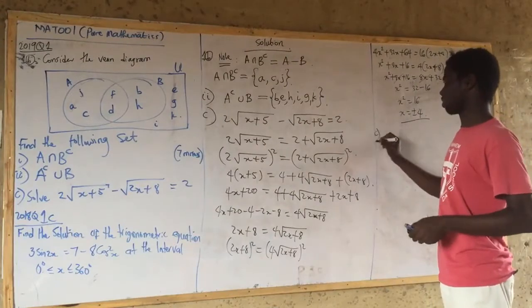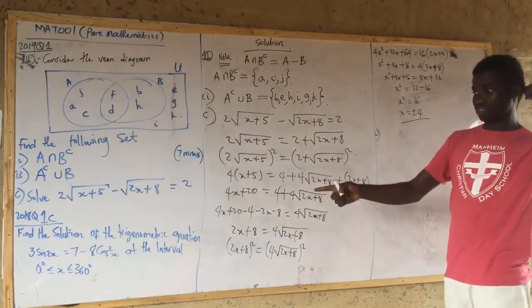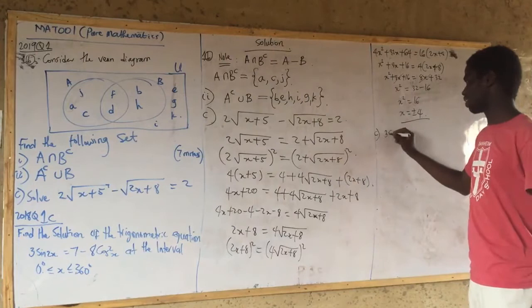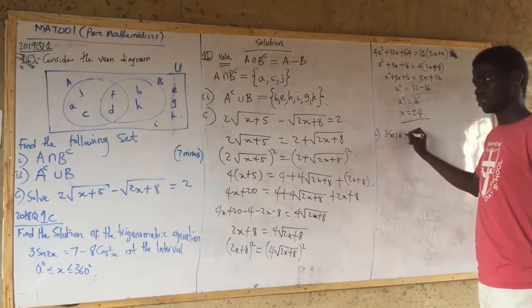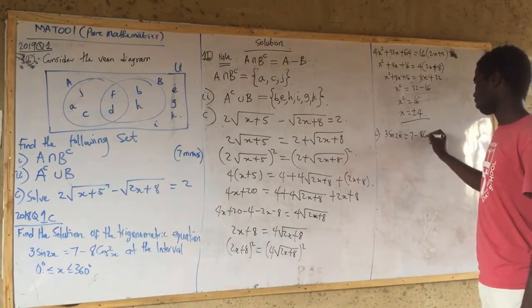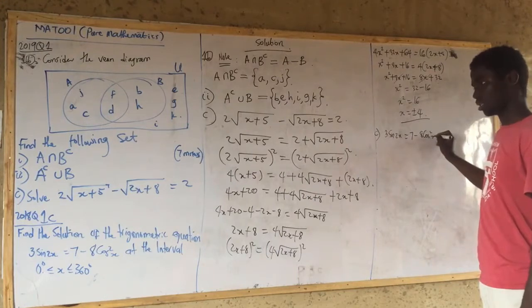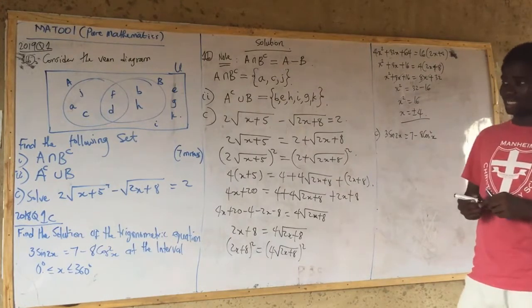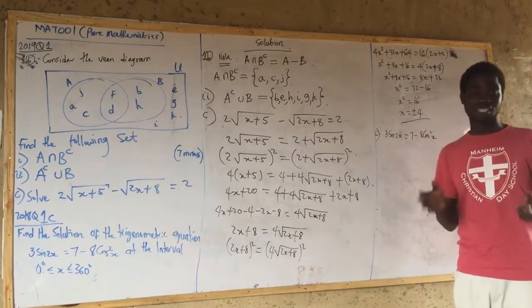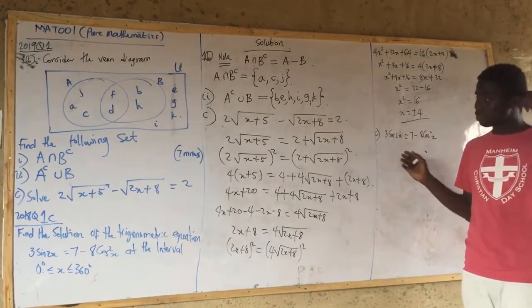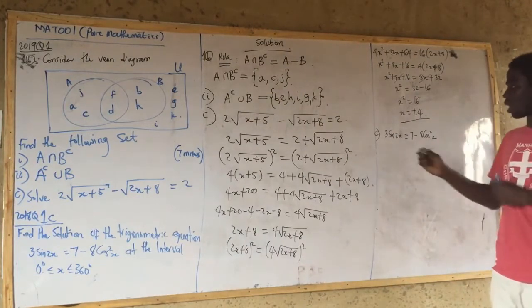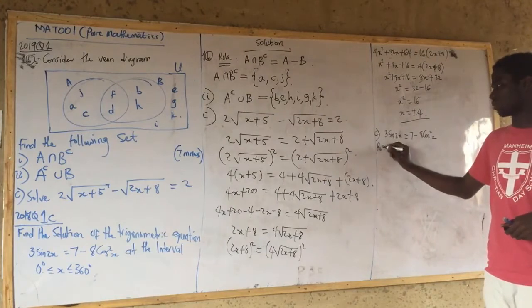Now for the third one, C. Find the solution of the trigonometry equation. I have 3 sine 2x equals 7 minus 8 cos squared x, in the interval between 0 and 360. Now look at what we have here. You have to use one trig identity.